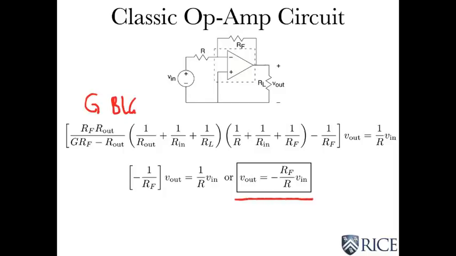So the output is equal to the input voltage times a negative number, which is given by RF over R, the ratio of these two resistor values. Well, this is a very important result, because now we control the gain of our amplifier. By specifying the feedback and input resistor values, we control the gain. So we're not sensitive anymore to the variations in G, or R in, or R out.